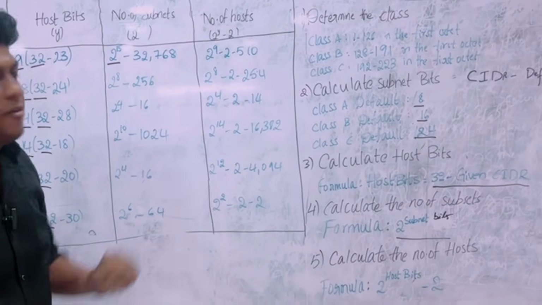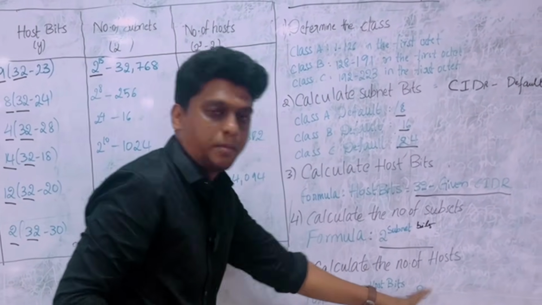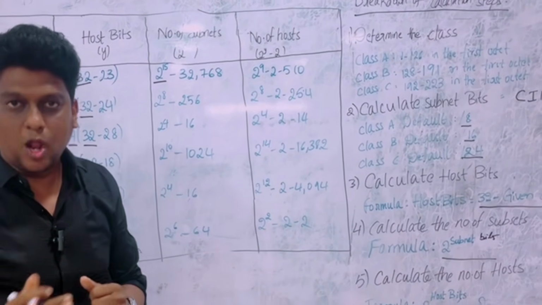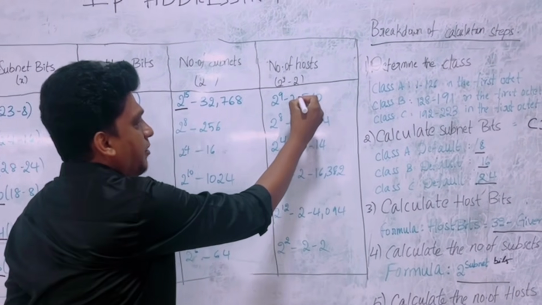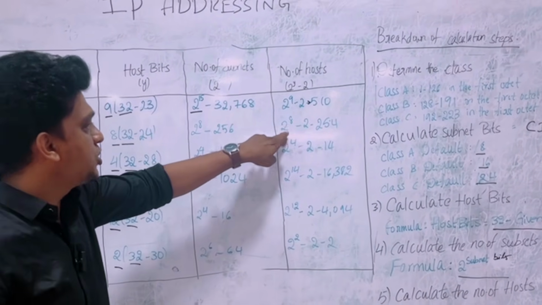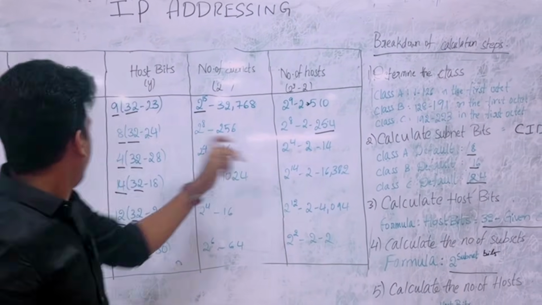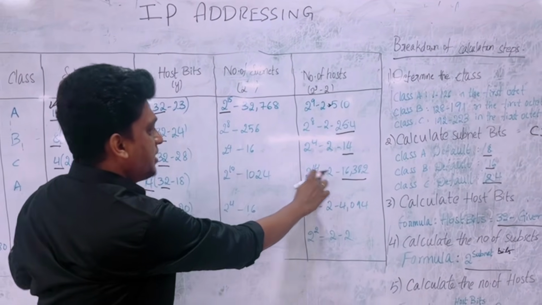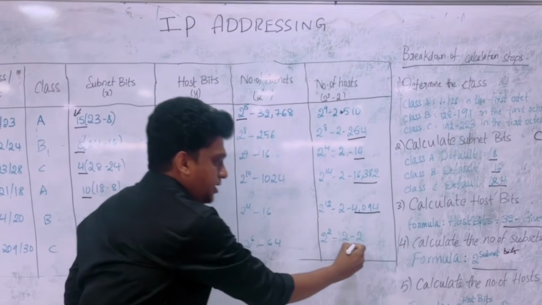Then finally, the number of hosts. The number of hosts can be calculated with the formula 2 to the power of host bits minus 2. We subtract 2 because we subtract the network address and the broadcast address. So 2 to the power of 9 minus 2 is 510. Then 2 to the power of 8 minus 2, because the host bit is 8, is 254. Then 2 power 4 minus 2, then 2 power 14 minus 2, then 2 power 12 minus 2 is 4094. Finally 2 power 2 minus 2 is 2.